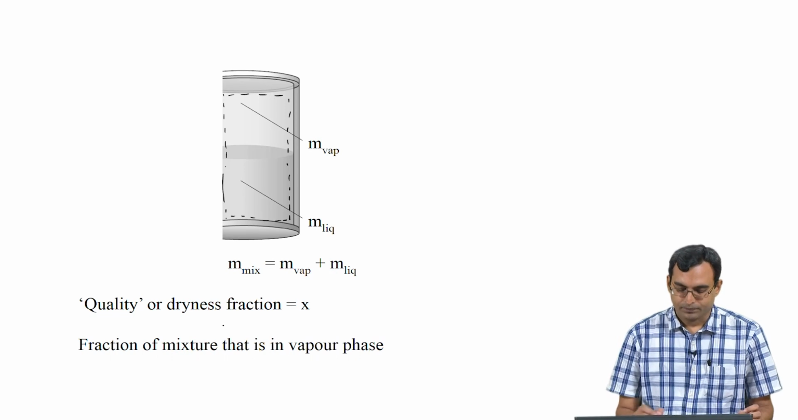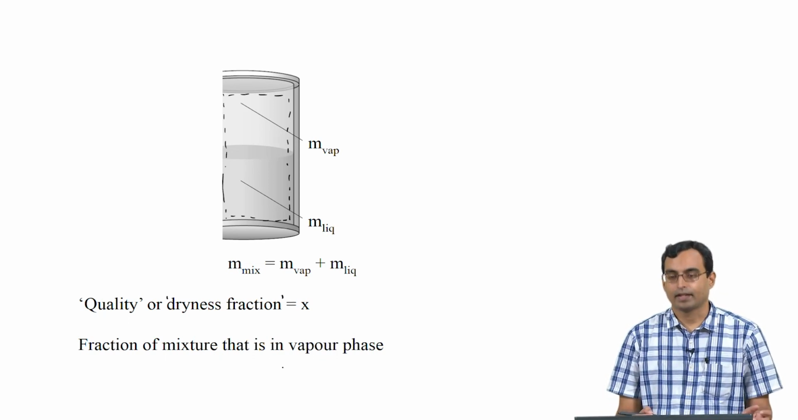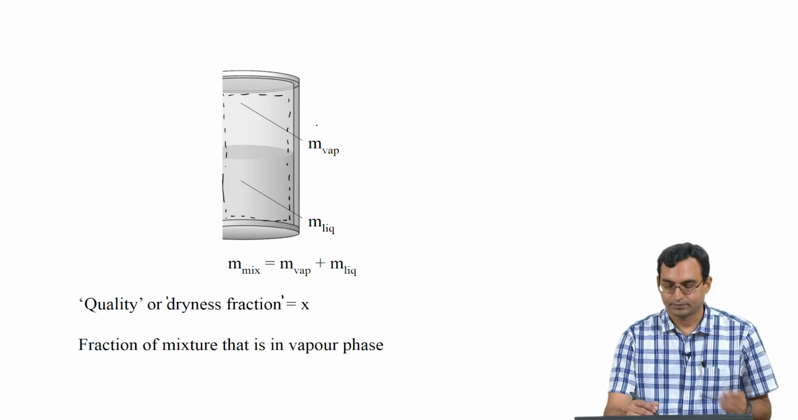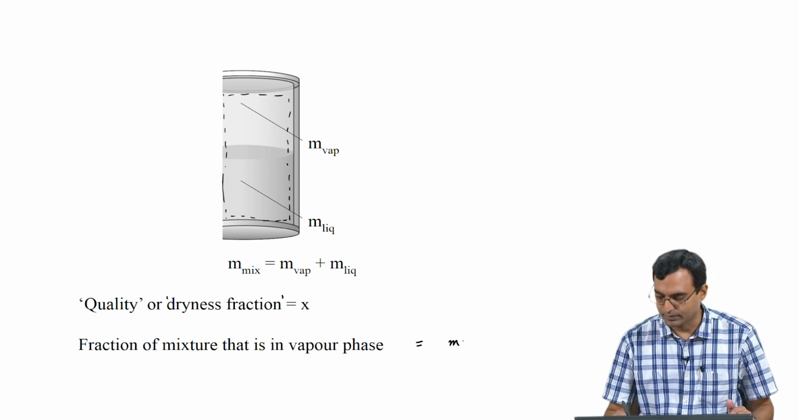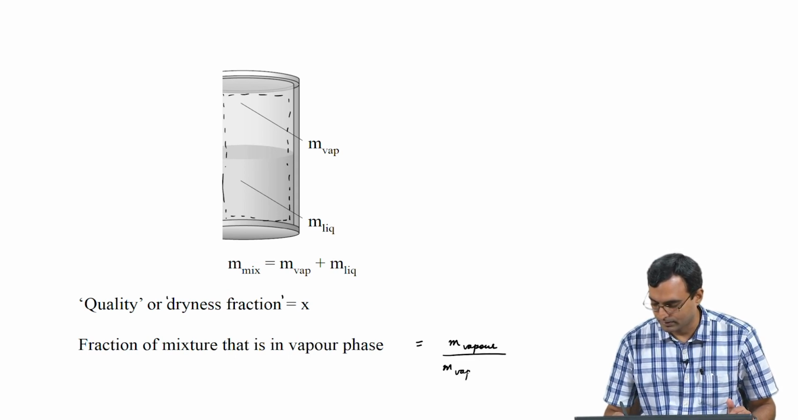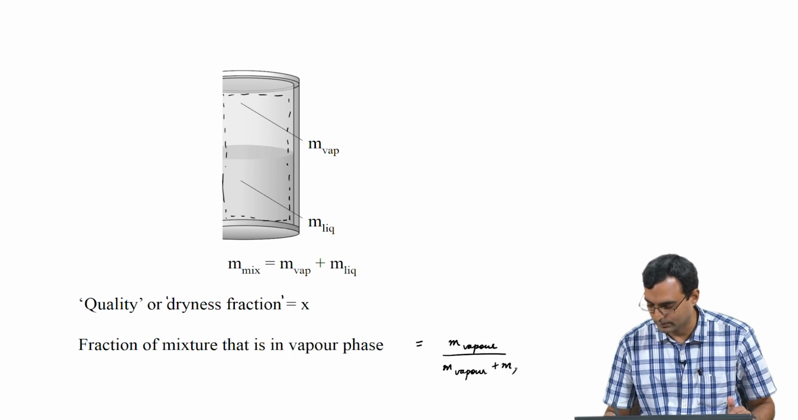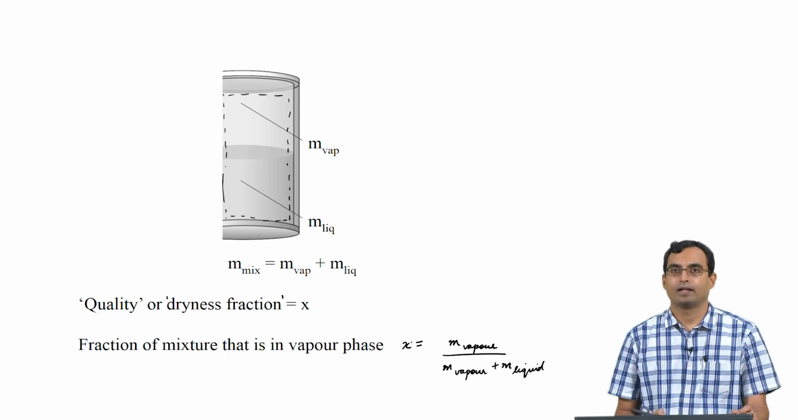What we define typically is something which is called quality, which is also called the dryness fraction. So, this dryness fraction is defined as the fraction of this mixture which is in the vapor phase. So, over here I have some amount of mass in vapor, some amount of mass in liquid. So, the dryness fraction is the fraction which is in the vapor phase. So, it is essentially the mass of the vapor divided by the mass of the vapor plus the mass of the liquid. So, this is how we define the dryness fraction. We usually denote it by the alphabet x.